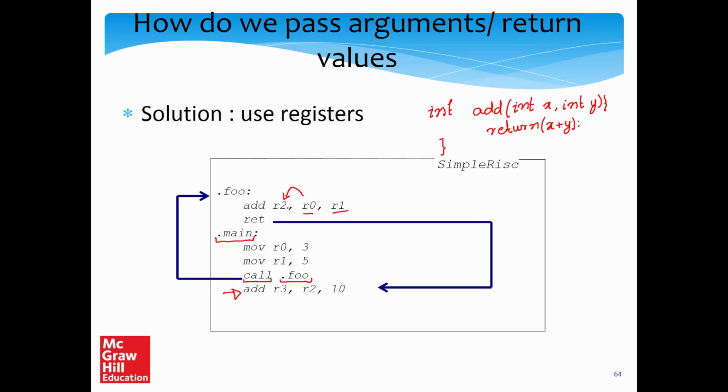We come back. At this point, the value inside foo is R0 plus R1, which is 8. Then we add 8 and 10, and finally we set R3 to 18. So the important takeaway points over here are that we are introducing two new instructions, a call instruction and a ret instruction. The format of the call instruction is call and label.